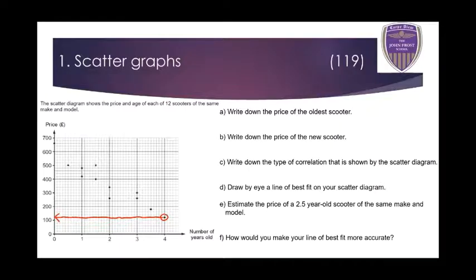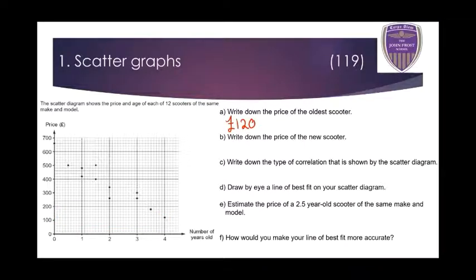And we get, so we're one square above 100, and there's 5 squares between 100 and 200, so that means each square is worth 20. So we have found that the oldest scooter is worth £120. Okay, job done. Let's have a look at the next question now.